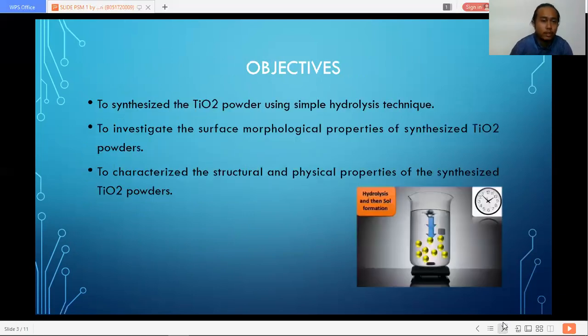For the objectives of the project, we have three. The first one is to synthesize the titanium dioxide powders using a simple hydrolysis technique. Then, to investigate the surface morphological properties of the synthesized titanium dioxide powders. And lastly, to characterize the structural and physical properties of the synthesized titanium dioxide powders.